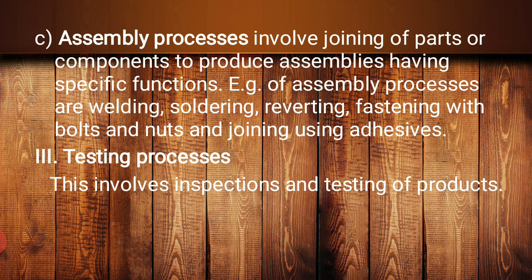If we move on to the third category of manufacturing, it is the assembly process. What does that involve? It involves joining of components or subparts into the main product, right? For example, assembly processes of welding, soldering, riveting, fastening with bolts and nuts, and joining using adhesives. That means if you are trying to bring up, suppose, a chair, right? If you are manufacturing a chair, then what do you do?